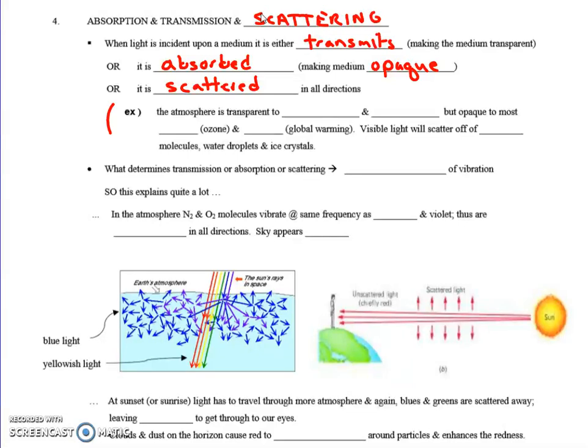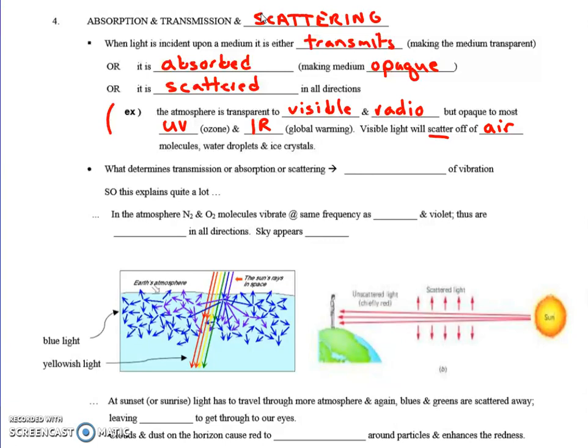Our atmosphere is transparent, okay, to visible and radio, as we mentioned before, but opaque to most ultraviolet because of the ozone and infrared due to certain greenhouse gases, and that leads to global warming. Visible light will scatter off of air molecules, water droplets, and ice crystals. So I want to explain that scattering part, okay, in a little bit more detail.